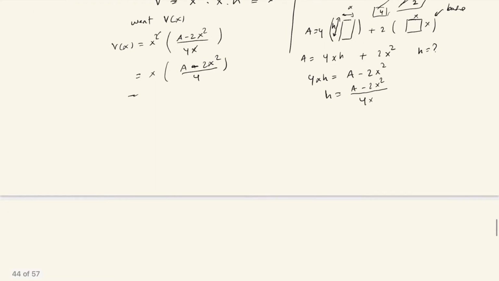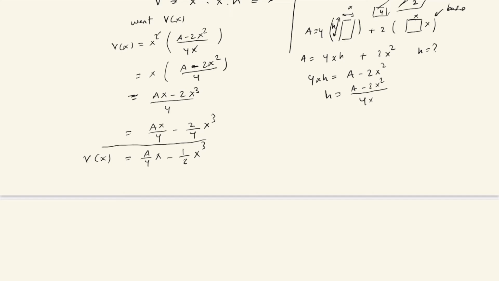Now I'm going to distribute the x inside the parentheses, so we're going to have Ax minus 2x cubed over 4. And then I'm going to make them 2 fractions, so Ax over 4 minus 2 over 4 x to the cube. And then I'm going to simplify this term, so the second fraction is going to be one half x cubed. This is the volume in terms of x.